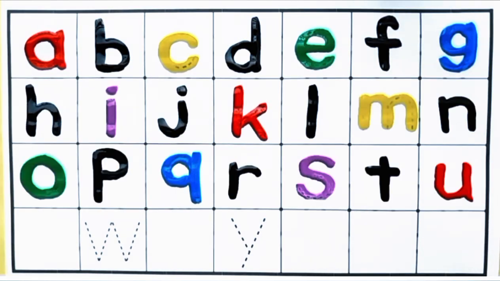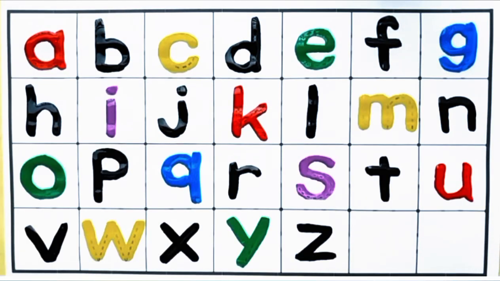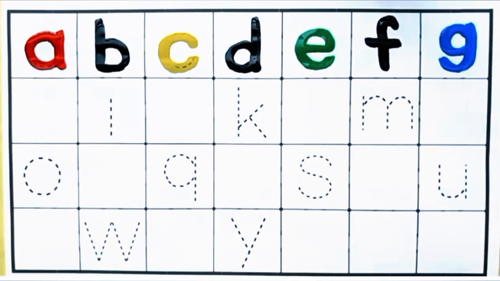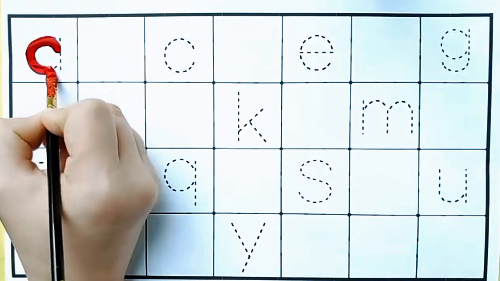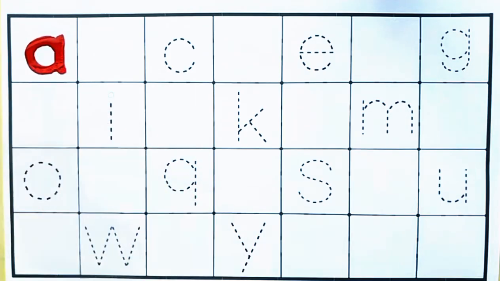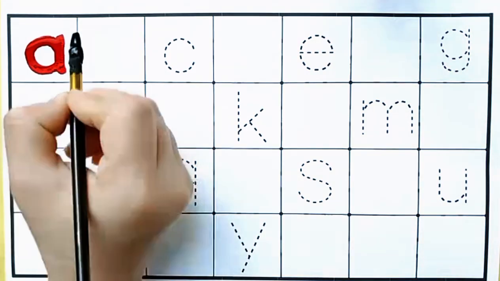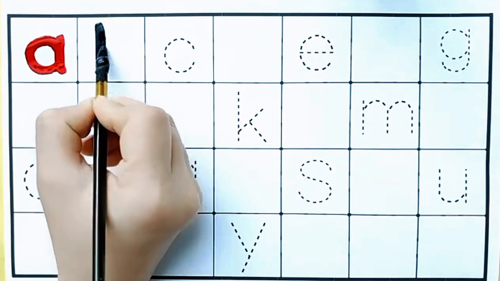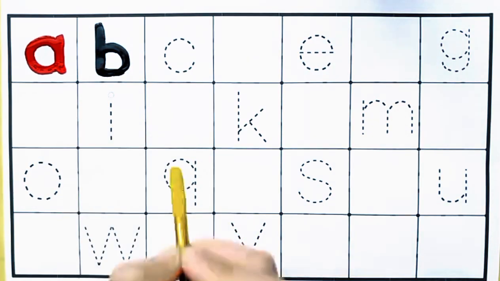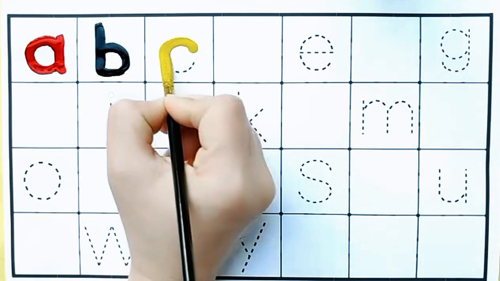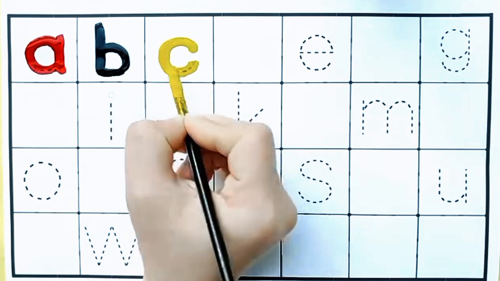Small letter alphabet. Letter A for apple, B for ball. A for apple, A for apple. B for banana, B for banana. C for carrot, C for carrot.